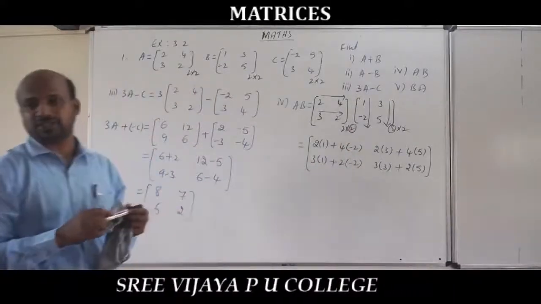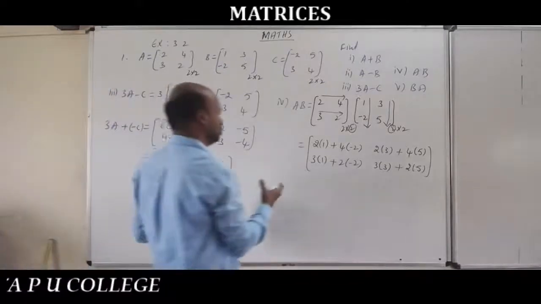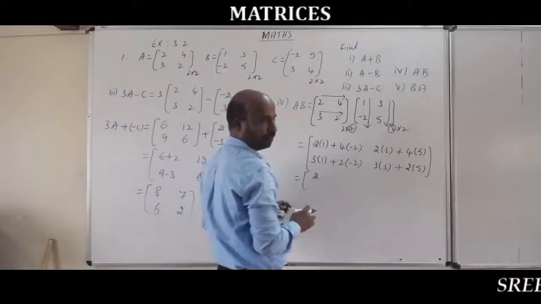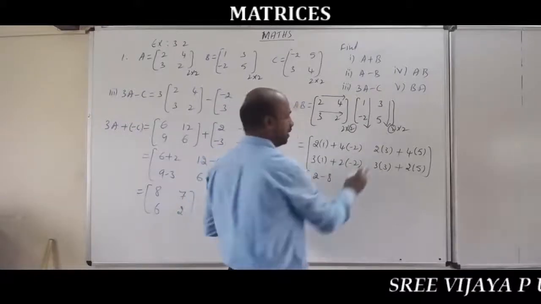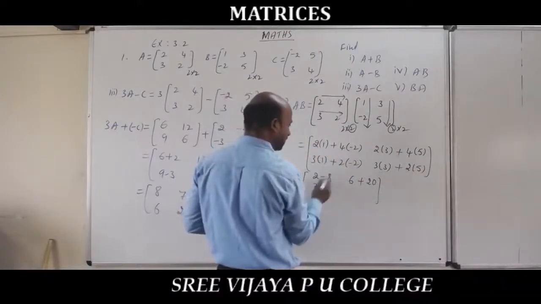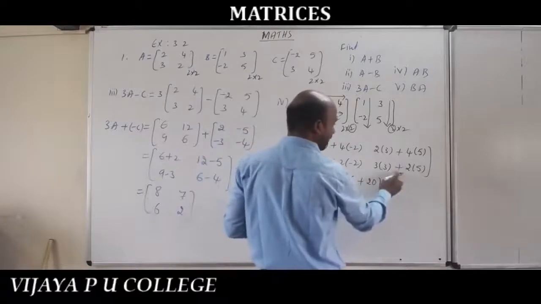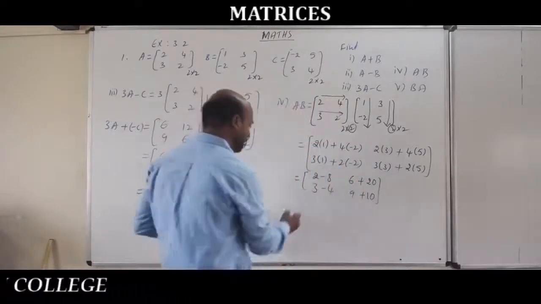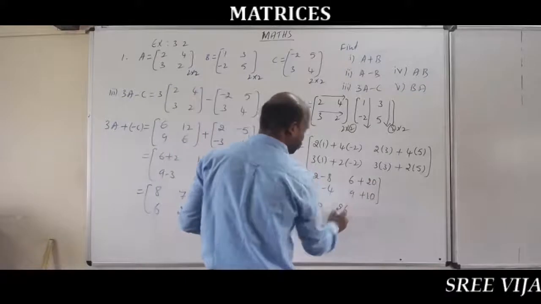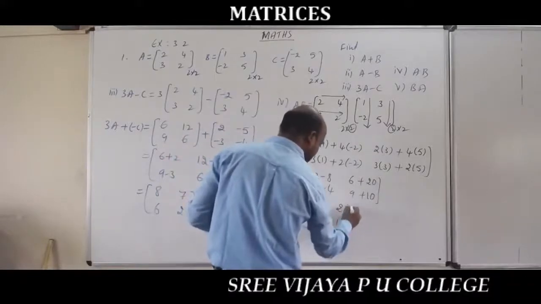First row, first column, first row, second column, then second row, first column, second row, second column. So it becomes 2 into 1, 2. 4 into minus 2, minus 8. Plus into minus, minus: 2 minus 8. 2 into 3, 6, plus 4 into 5 is 20. 3 into 1, 3. 2 into minus 2 is minus 4. 3 into 3, 9, plus 2 into 5 is 10. That equals 2 minus 8, minus 6; 6 plus 20, 26; 3 minus 4, minus 1; 9 plus 10, it is 19.